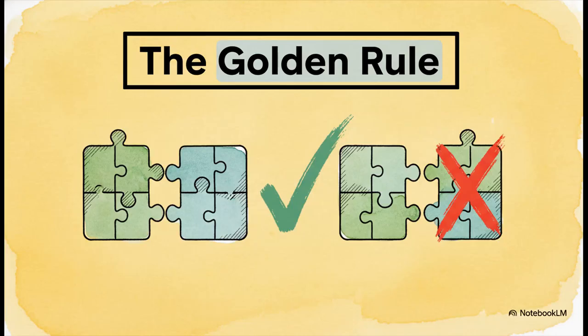Okay, but here's the absolute biggest, most important thing you need to remember. I call it the golden rule. For any of this to work, the matrices have to be the exact same size. Their dimensions have to match perfectly. You can't add a 2x2 matrix to a 2x3. It doesn't work. Seriously, no exceptions.